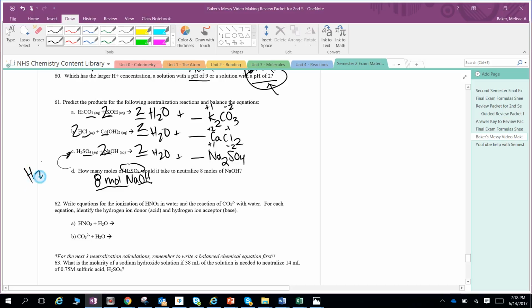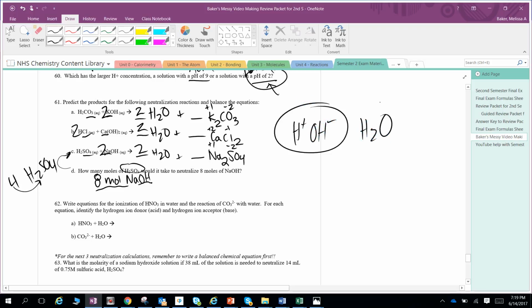Well, I can look at that right away and I can say, oh, 4. Because 4 times the 2, you'll have 8 moles of hydrogen ions to neutralize, because hydrogen and hydroxide ions cancel each other out to make water. But you can also use the balanced reaction if you like that method better.